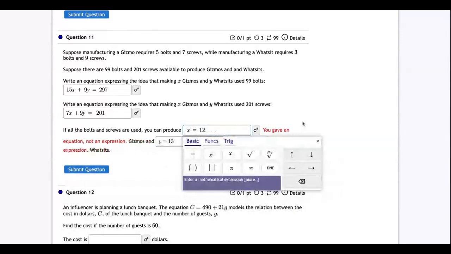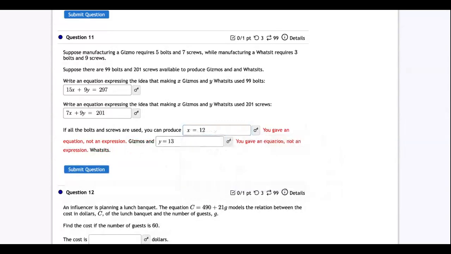A system of equations. Okay. So this is an application of systems of equations. Okay, any other questions?